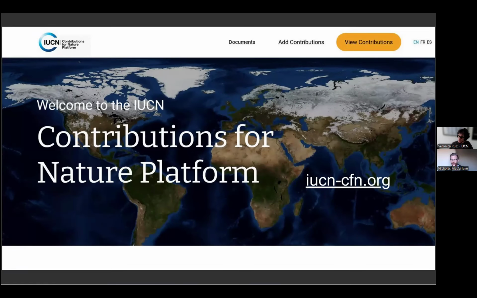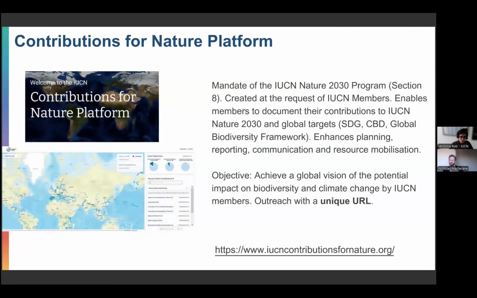Next slide, please. Little bit about the contributions platform. It's the place for all constituents associated with IUCN to document what they are or will be doing to contribute to nature and global environmental goals. It was created with the mandate of IUCN's membership under the IUCN program Nature 2030. Starting at home, these global goals are in the IUCN program itself, but they also go beyond to look towards intergovernmental targets like the Kunming-Montreal Global Biodiversity Framework.